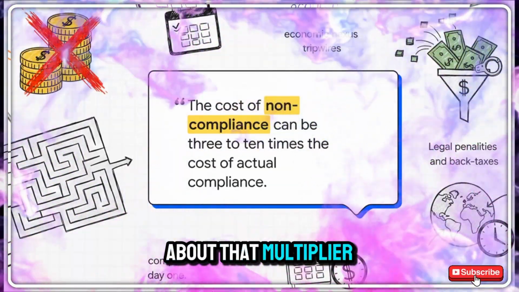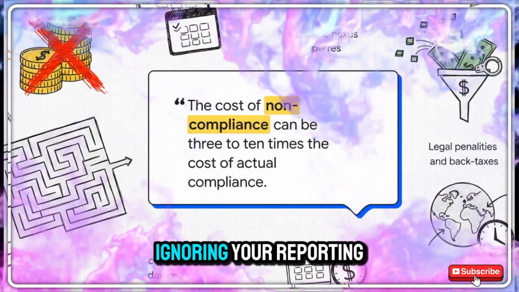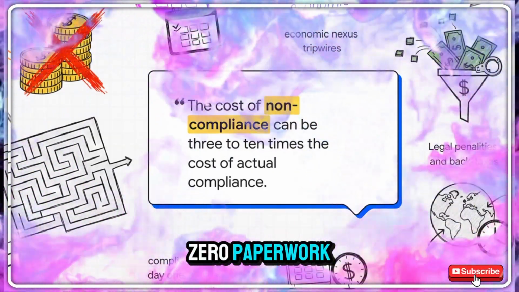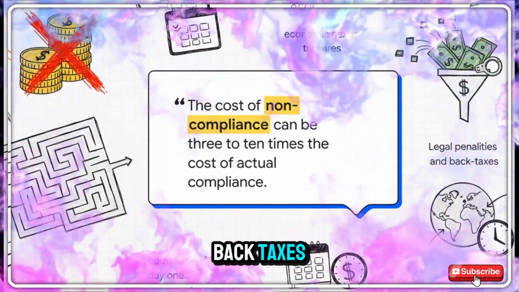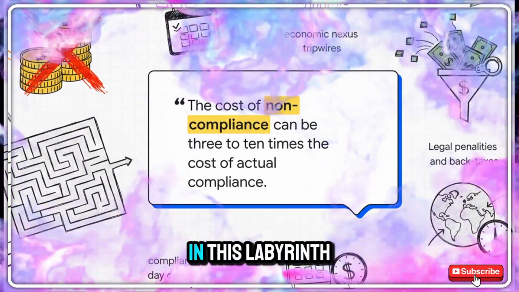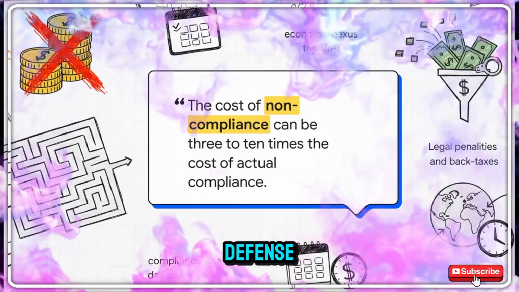Think about that multiplier. Failing to understand your economic nexus tripwires, or ignoring your reporting duties because you assumed 0 tax means 0 paperwork, will cost you magnitudes more in legal penalties and back taxes than just setting up the proper architecture from day one. In this labyrinth, ignorance is absolutely not a legal defense.